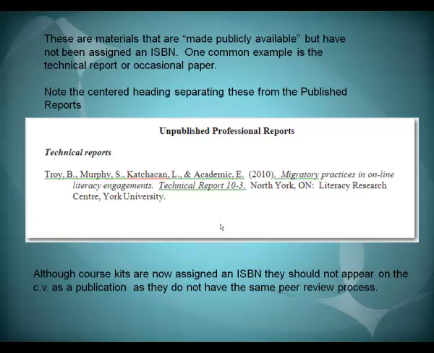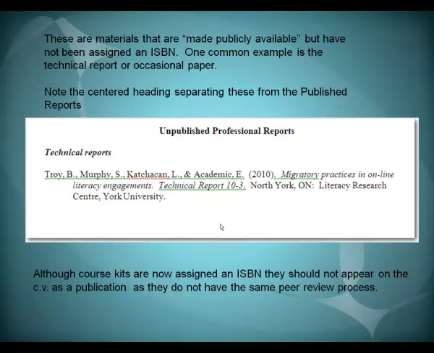So if you look at this example here, I'm an academic, was the 4th author on a paper called Migratory Practices in Online Literacy Engagements, Technical Report 10-3. You'll see that this was published in 2010, and the 10 probably means year, and the 3 probably means the 3rd report for that year, right? And if somebody goes to the Literacy Research Center, which is a fictitious center, then they can get a copy of this report. So even though it doesn't have an ISBN and it's not formally published, it is a technical paper, and you need acknowledgement of the fact that you've written that, and it shows a certain level of scholarship. You also notice that they have their own heading, unpublished professional reports. So it's separated from published materials, okay?